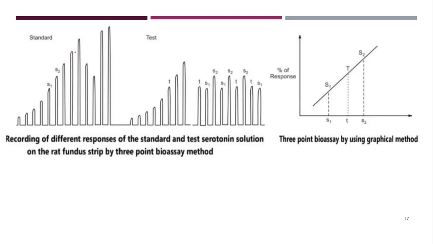Okay, so these are the graphs that we will get. First of all we have to take a DRC of standard, then of test, and then 9 responses of the two standard doses and 1 test response. So 1, 2, 3, 4, 5, 6, 7, 8, 9. So in total 9 responses we have to take, and a graph like this we have to plot, where the percent of the response is on the y-axis, and on the x-axis we have to plot the log dose points.